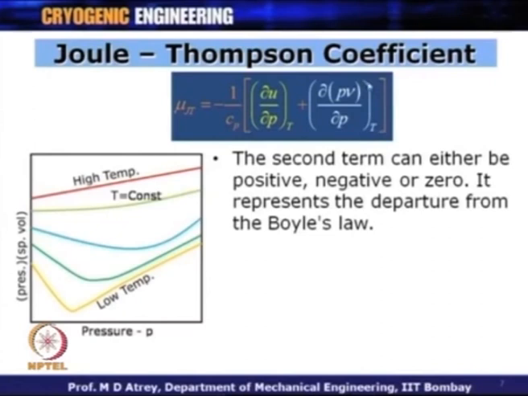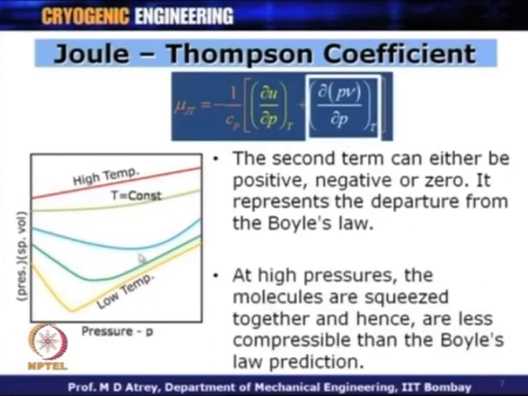So, if we see this variation, we can have two parts, one at a higher pressure and one at a lower pressure. At a higher pressure, the molecules are very squeezed. Different molecules are already subjected to very high pressure, and therefore, they cannot be compressed further. Hence, they are less compressible than Boyle's law prediction in this case. When the compressibility of the gas is very low, the PV should not show an increase, because although the pressure decreases, the volume will not increase in a proportional manner, because the gases are less compressible in the higher pressure region.